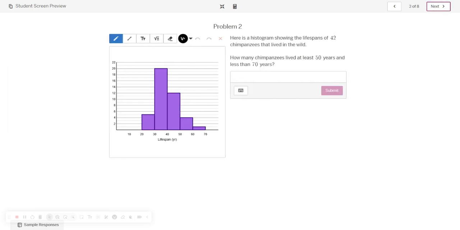Here's the histogram of 42. How many have lived at least 50 years old? We've got these four right here and then one there. That's a total of five chimpanzees.